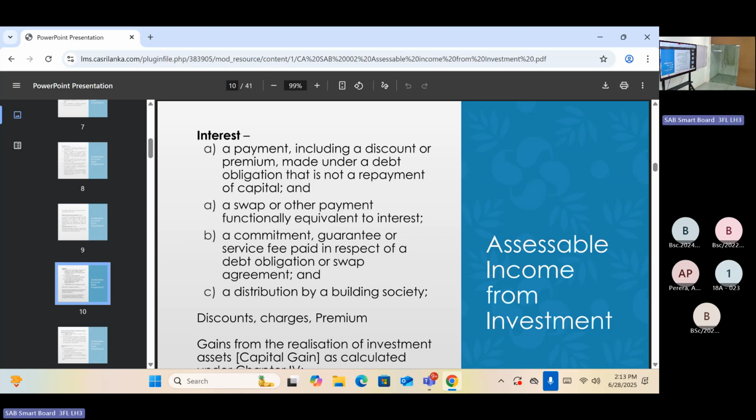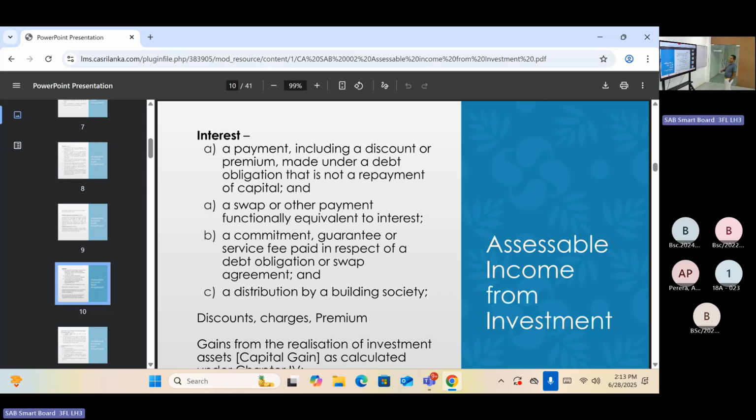A distribution by a building society. In the case of a building society, if they are distributing anything, that also goes as interest. You know that condominium apartments and properties have a building society. They collect amounts and keep them in the society. If they distribute anything to the owners or the members of the society, for tax purposes it goes as interest.